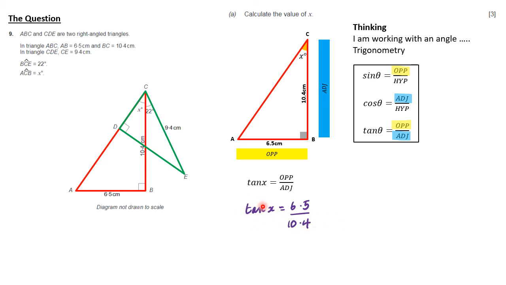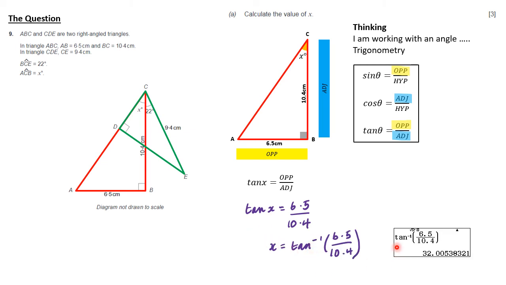To get rid of tan, remember, the opposite operation to tan is inverse tan, and you need to use the shift tan button on your calculator. It might look something like that when you type it in, and it gives us an answer of 32 degrees. That's a reasonable answer for an angle in a triangle. I have rounded this to the nearest whole number, because even if I go to one decimal place, I still don't need to worry. So that's part A done. It's important you identify the correct formula, and then you can solve that equation.